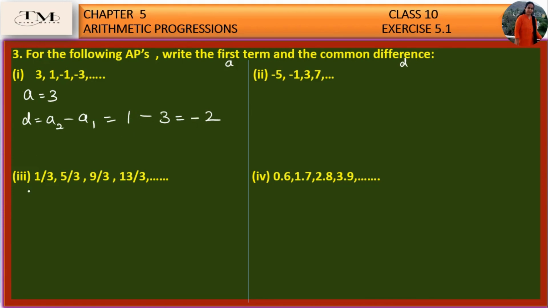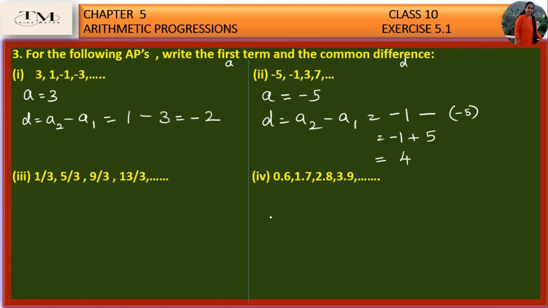Okay. So next problem, second problem: minus 5, minus 1, 3, 7. So the first term is A, which is minus 5. D is nothing but A2 minus A1. Here A2 is the second term, which is minus 1, minus A1. A1 is the first term, which is minus 5. So minus 1 minus into minus, it is plus 5. Here 1 is plus, 1 is negative. We have to subtract and put the sign of the bigger number. Bigger number sign is positive. So 5 minus 1 is positive 4.